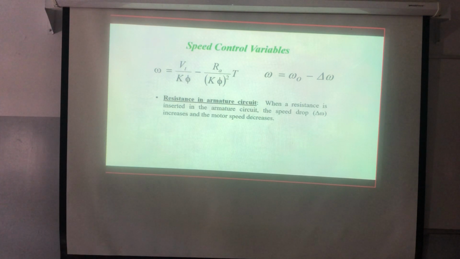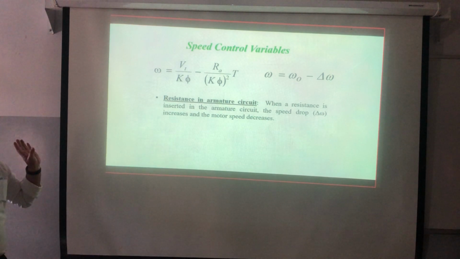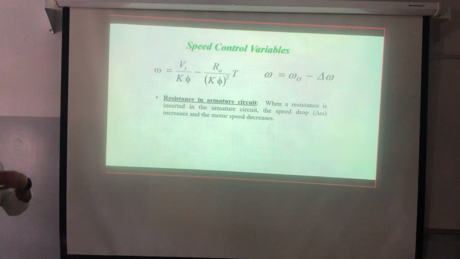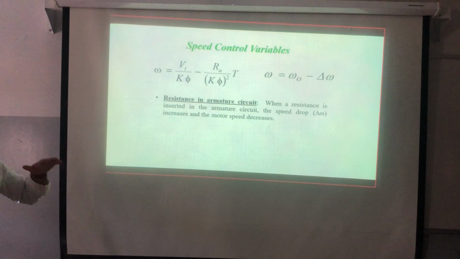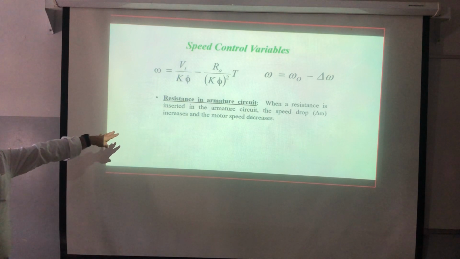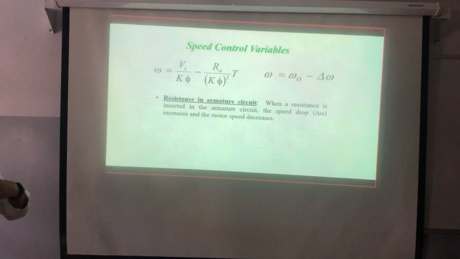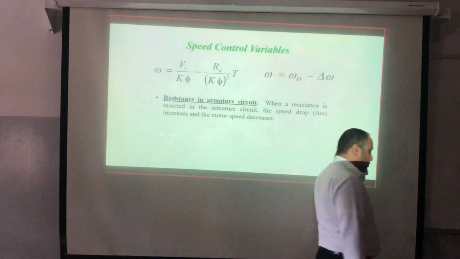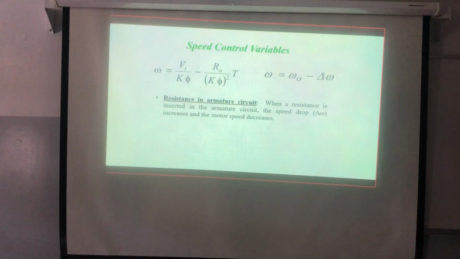Why? Because in the end, I will add external resistance in series with the armature. So this is the first possible scenario. Nowadays, no one uses it. Why? Because of the I square R loss. Before the revolution of power electronics, all of the control was done by adjusting the series resistance connected to the armature. The second one is what we call the armature voltage.